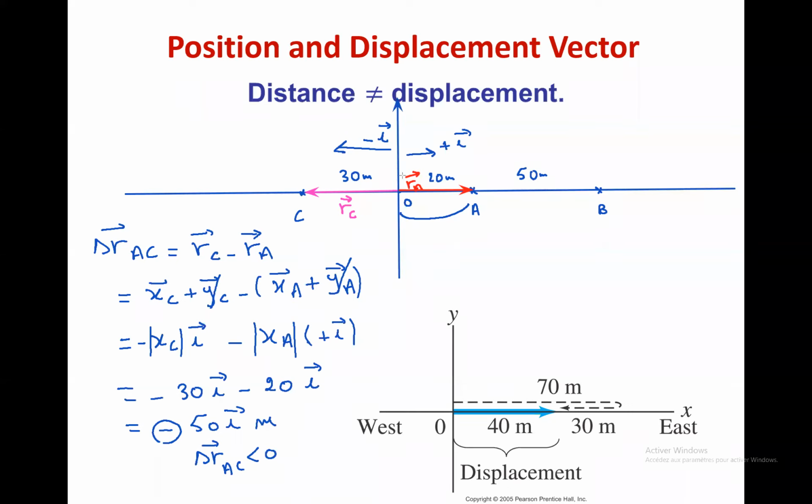Geometrically, the displacement is a vector from the initial point to the final point. Initially, it was at A, and the final point is at C. So this is delta R AC.